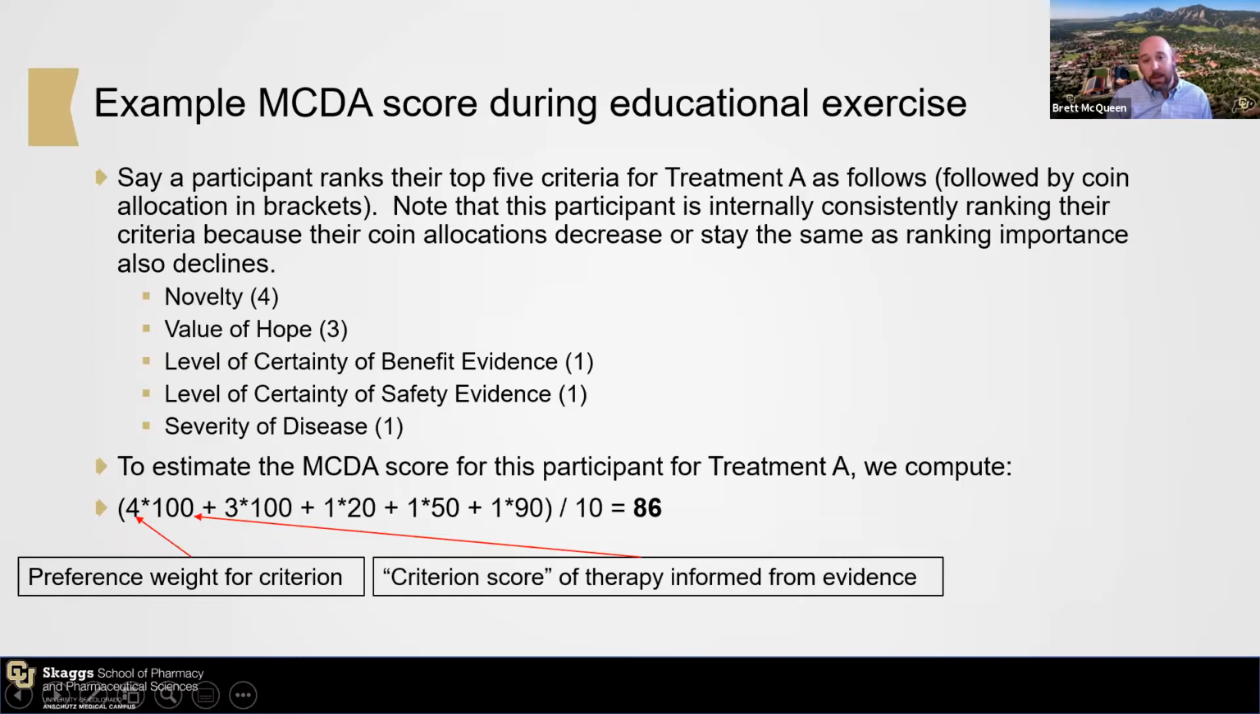We then calculate the whole score and we norm it between 0 and 100, where 0 is low value and 100 is high value. So you can see right away treatment A is quite high value from the perception of this participant. So what did we find? Next slide, please.